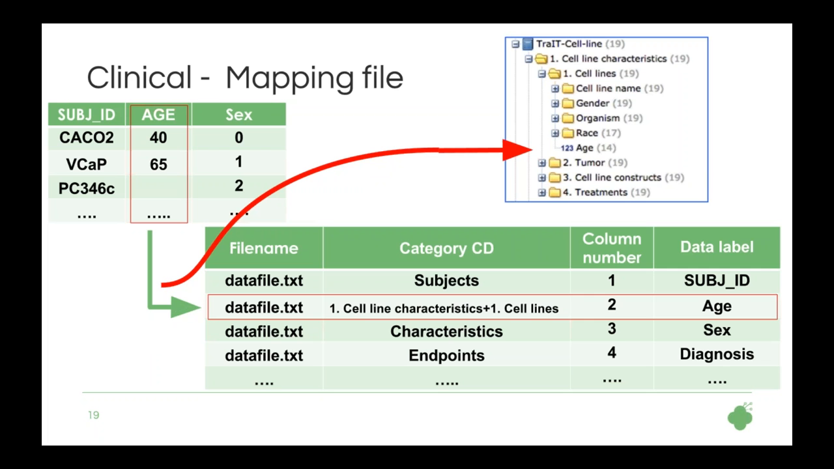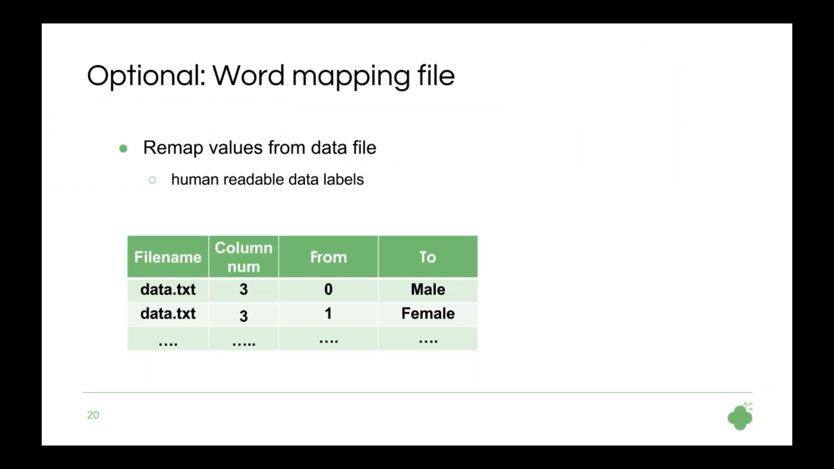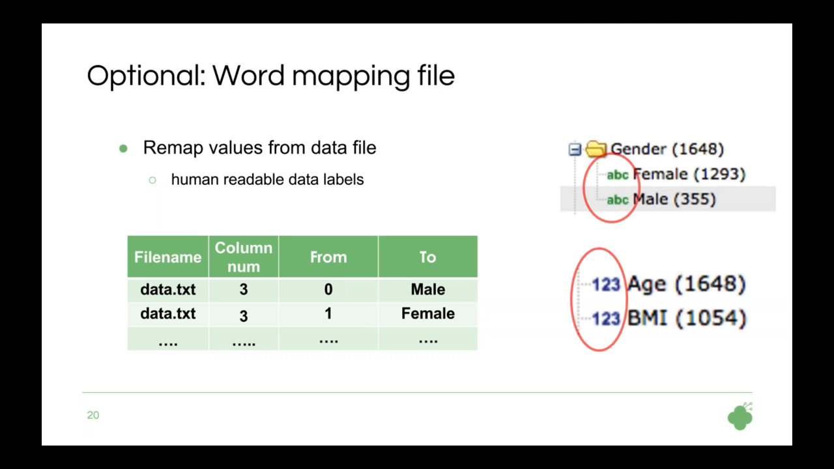One important difference here is between categorical and numerical values. Numerical values like age or height get inserted as the data label. But if you have categorical options, like for example sex, which you can see here as folder gender in the top right, then it turns into a folder, and this folder contains all the categorical options that you have listed in your clinical data file. Additionally, in this particular case, gender is encoded with zeros and ones, and you can use the word mapping file to remap these values so that you see the nice categorical option instead of ones and zeros, and the data actually means something for the human eye.